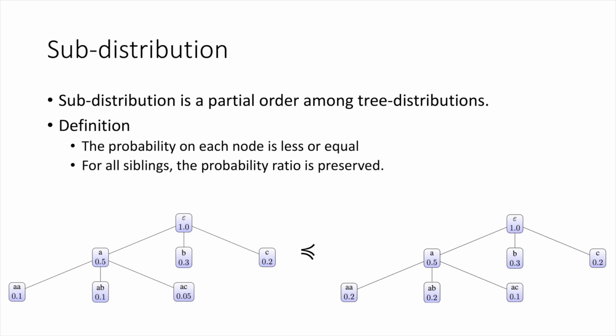We define a subdistribution P1 to be less than or equal to another distribution P2 if two conditions are met. First, the probability on each node in P1 is less than or equal to the corresponding node in P2. Second, for all sibling nodes, the probability ratio is preserved between P1 and P2.